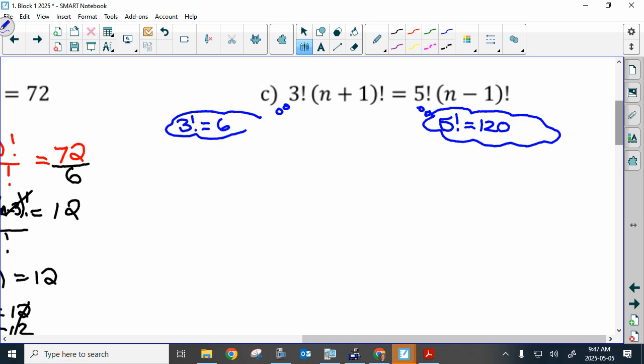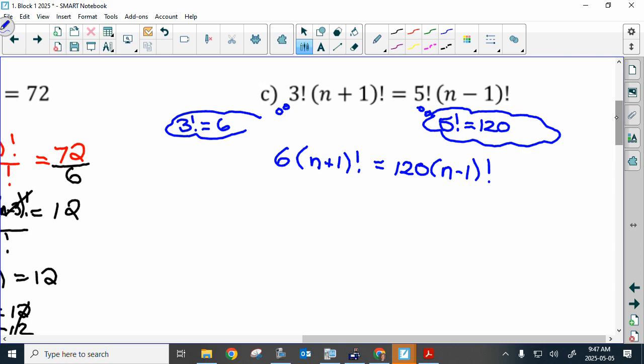Okay, so all I'm going to do is I'm going to recognize that these didn't have variables on them, so I'm going to get rid of those factorial expressions or the factorial notation on the 3. And then I've got 120 n minus 1 factorial on the right.